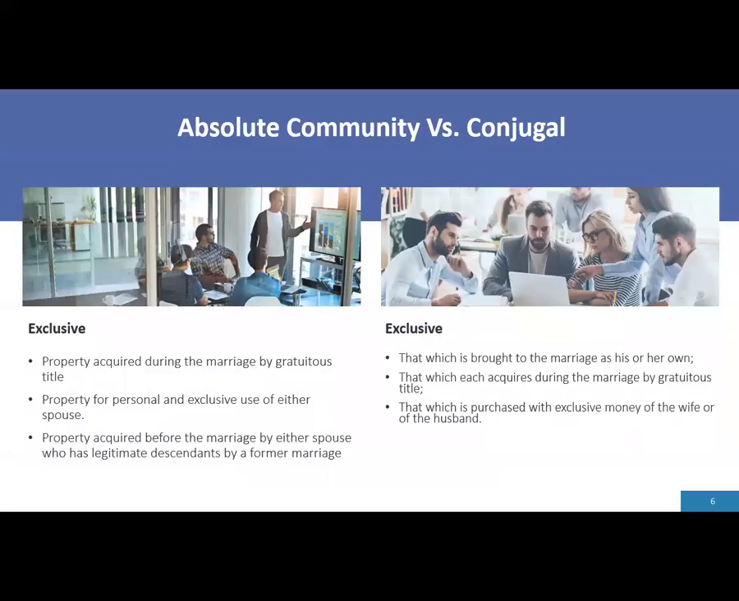Okay, so what are the exclusive properties naman? So under absolute community, properties acquired during the marriage by gratuitous title. So let's say married ka na and then meron kang namana from your parents or meron kang donation na na-receive during your marriage. So those properties are classified as your exclusive properties. So capital for the husband or paraphernalia for the wife. Okay? Property for personal and exclusive use of either spouse, like the clothes. So mga exclusive properties yan.